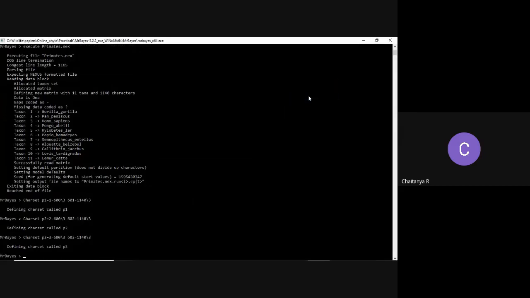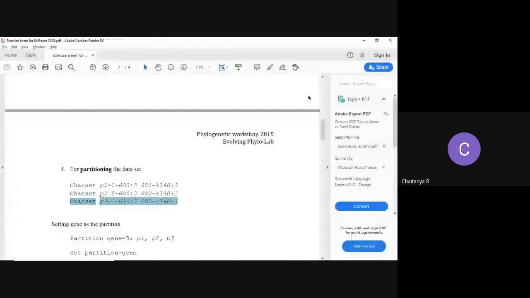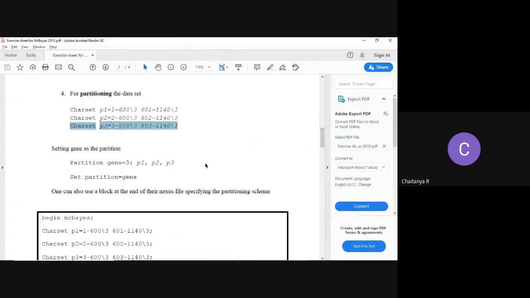Right? So now our 3 partitions have been defined. Now we try to define something called, we basically say our partitioning scheme is a scheme called gene for some reason. Right? I'll just put the command here and then explain it.